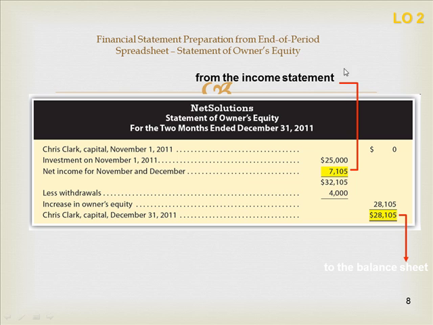We bring in the net income from the income statement, adding in $7,105, and net these two totals together for $32,105, less withdrawals of $4,000. So for this particular period, we had an increase in owner's equity of $28,105. We will add the increase or decrease to the beginning capital to determine the ending capital. So Chris Clark capital as of December 31st, 2011 is $28,105. This information is going to flow to the balance sheet.